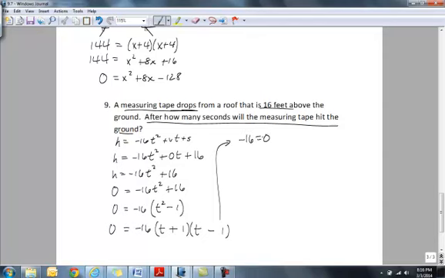Negative 16 equals 0. That is not true, so that is not a solution. But t plus 1 could equal 0, and t minus 1 also could equal 0. For our final answers, we're going to get t equals negative 1, t equals positive 1, but the t equals negative 1 doesn't work because negative time is not going to work for us. We're going to exclude that, but we're going to keep the t equals positive 1.